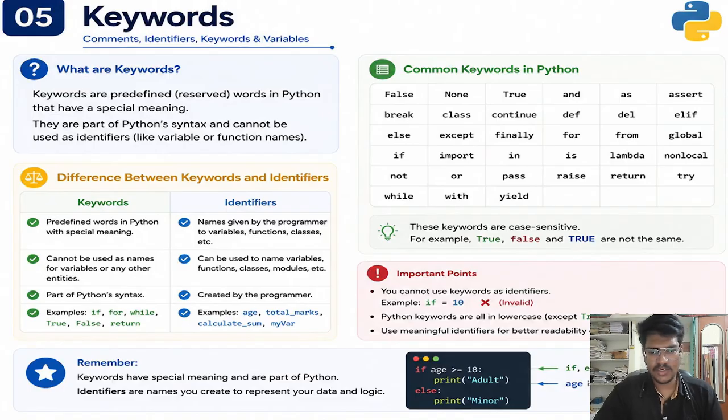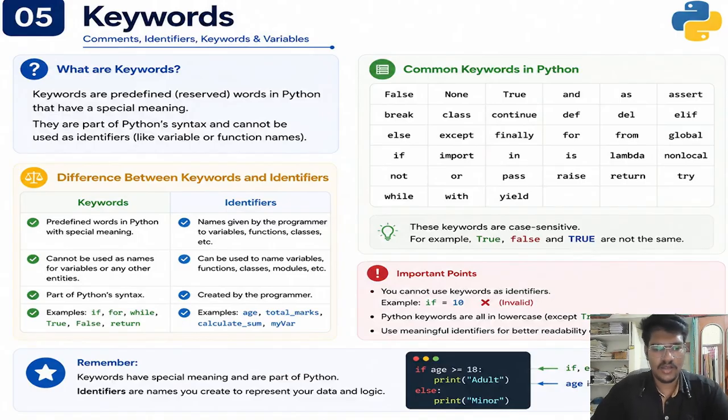Now here are some of the important points. You cannot use a keyword as an identifier. In the starting of the videos, in the introduction, I have told you that if you write if is equal to 10, then it is invalid syntax. And Python keywords are mostly in lowercase except for False, None, and True. Okay. Always use meaningful identifiers for better readability.